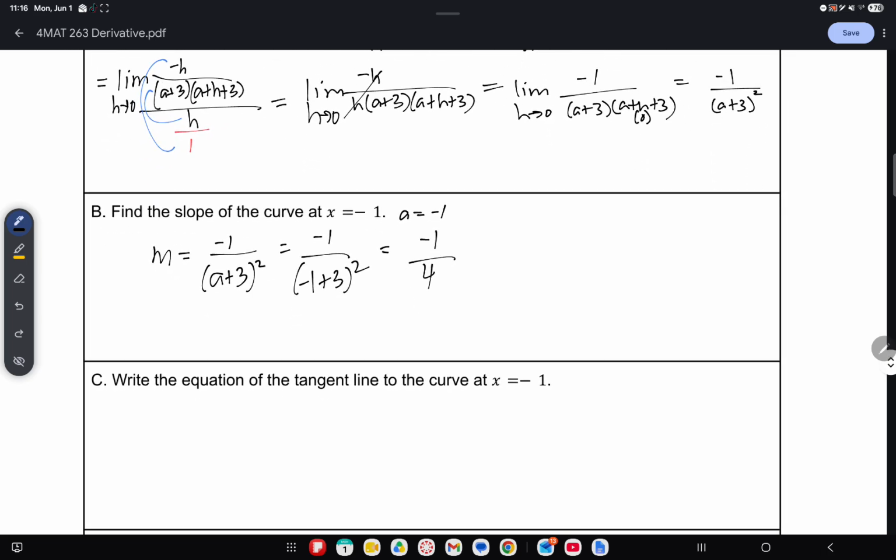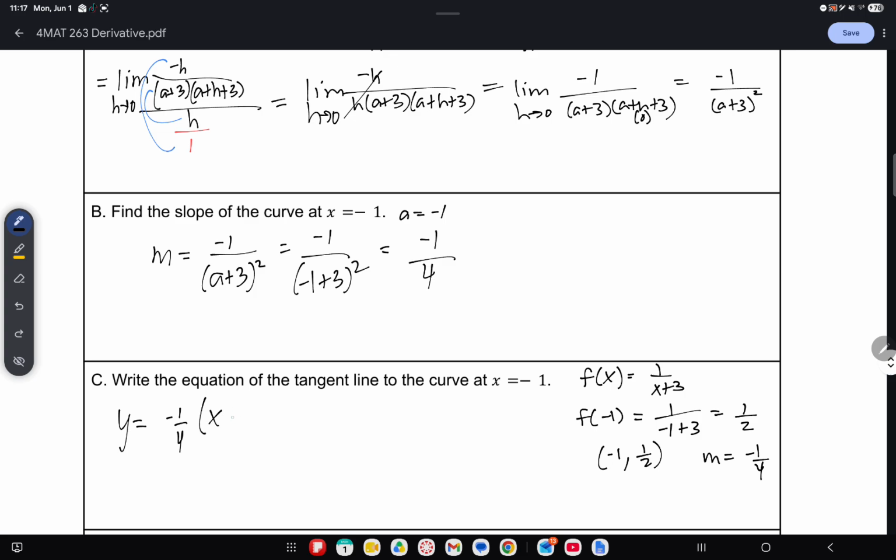So all right, let's do the tangent line. Our original function was what? 1 over x plus 3. So I probably need a y value to get the full equation. So let's substitute in -1. So 1 over -1 plus 3 is 1/2. So my point is -1, 1/2. And I already know from part B my slope is -1/4, so I can use that. y equals -1/4 times x minus -1, which will give me x plus 1, and then plus 1/2. You could distribute, combine like terms, all the fun stuff, or I like to just leave it.